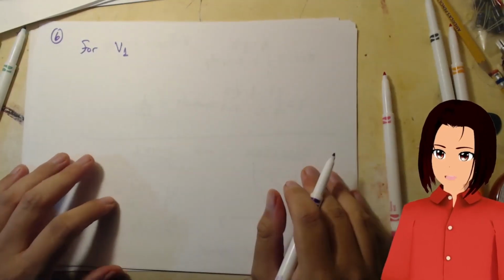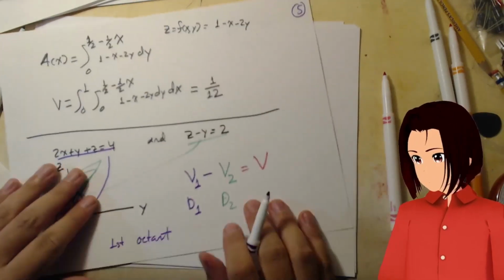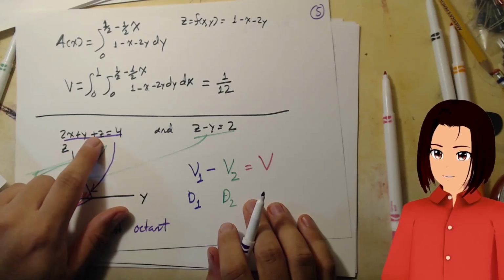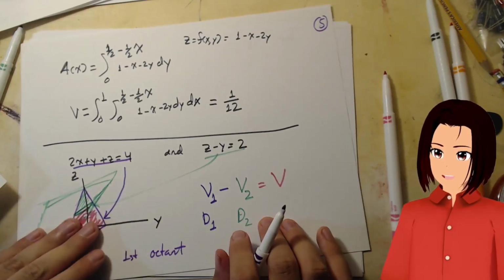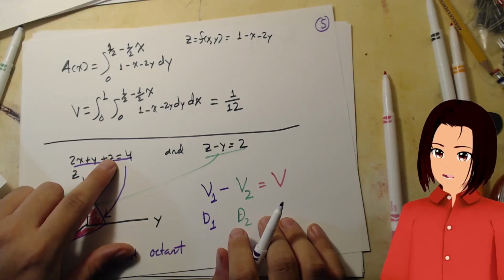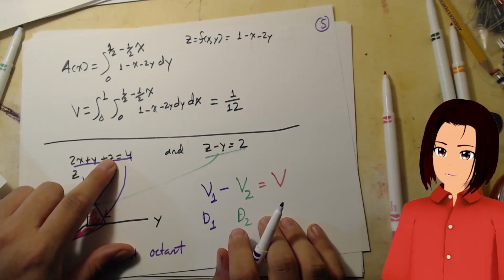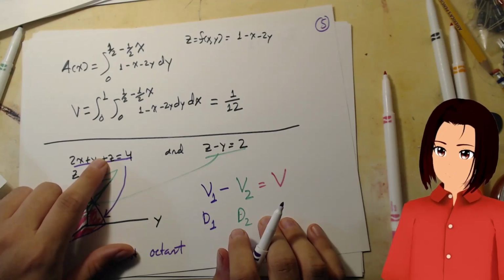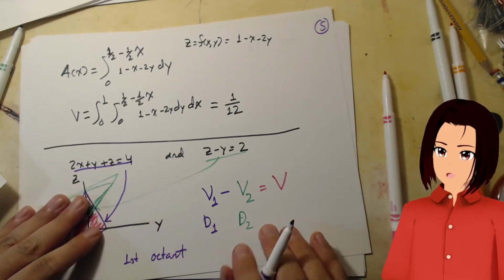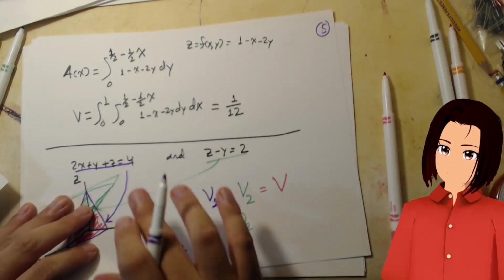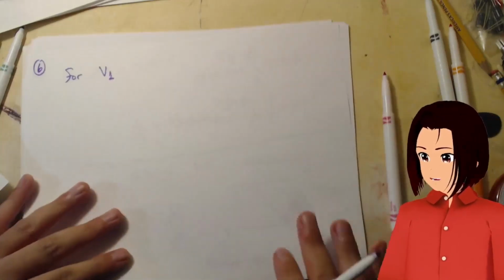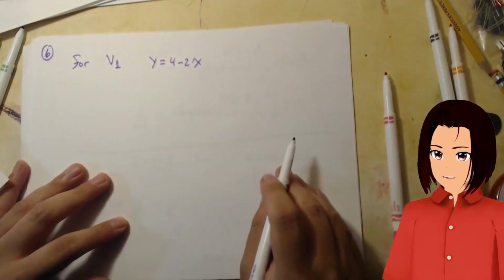So for V1, the way we do that, this guy is our first plane, 2x plus y plus z equals 4. From that, if we set z equal to 0, we can see that y depends on x. Y is a function of x if we set z equal to 0 on the xy plane. And that is just this. And that's what that is.